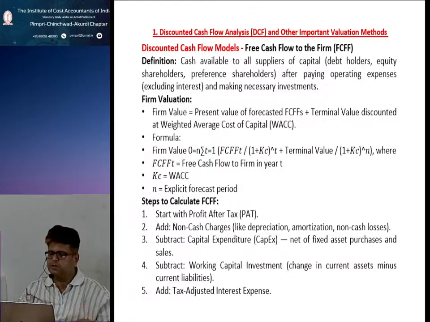Further subtract the working capital investments, that is change in current assets minus current liabilities, and add to it the tax adjusted interest expense.